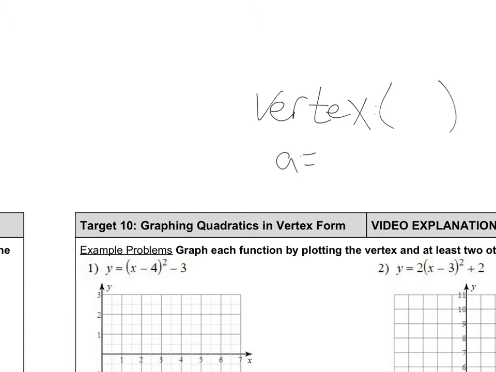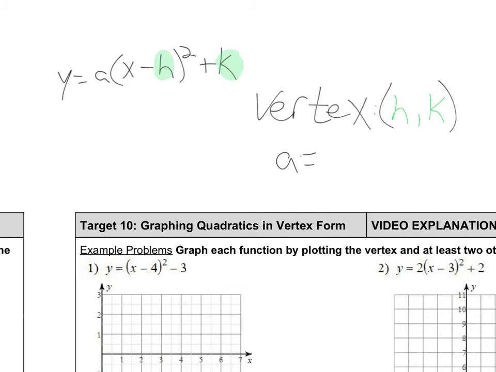So the general format for vertex form is going to be y equals a times x minus h quantity squared plus k. Now the number inside the parentheses with the x and the number outside, those are going to help tell you the vertex values. So your vertex is just going to be h comma k.